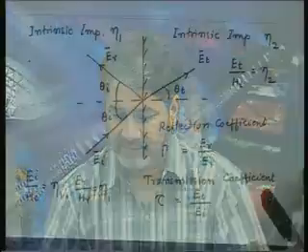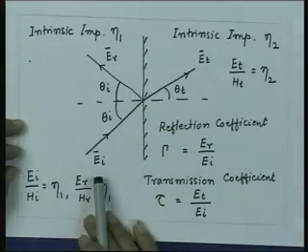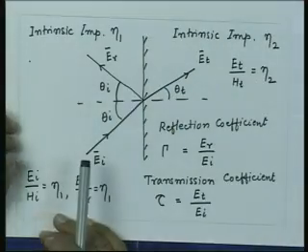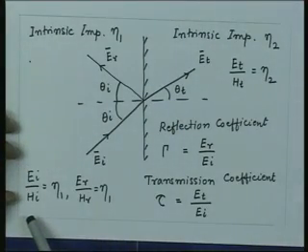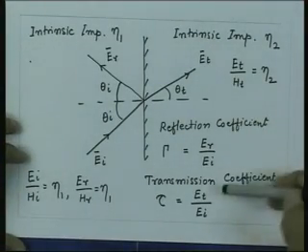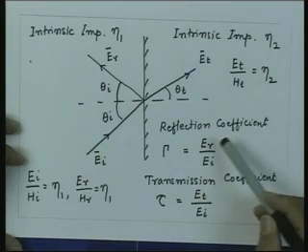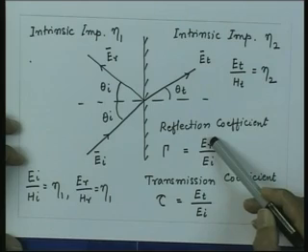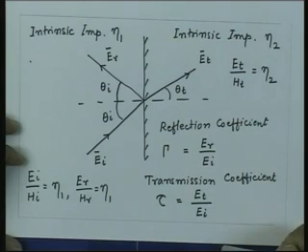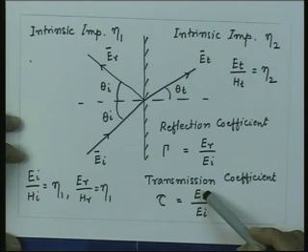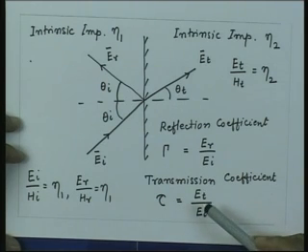As we discussed, the problem essentially now is that you have a media interface, with different medium properties on either side of this interface, and we are interested in finding out two quantities. One is the reflection coefficient, which we define as the ratio of the amplitude of the reflected wave to the amplitude of the incident wave, and the transmission coefficient, which is the ratio of the amplitude of the electric field of the transmitted wave to the electric field of the incident wave.